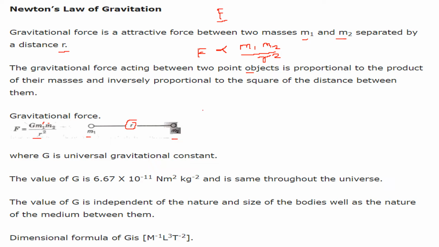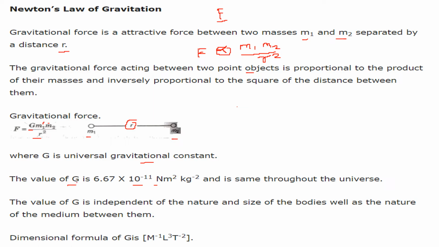When we remove this proportionality sign, we have this capital G, which is called the universal gravitational constant. The value of G is 6.67 times 10 to the power minus 11 Newton meter square per kg square. This is a constant, so it will remain the same throughout our universe and in our calculations also.